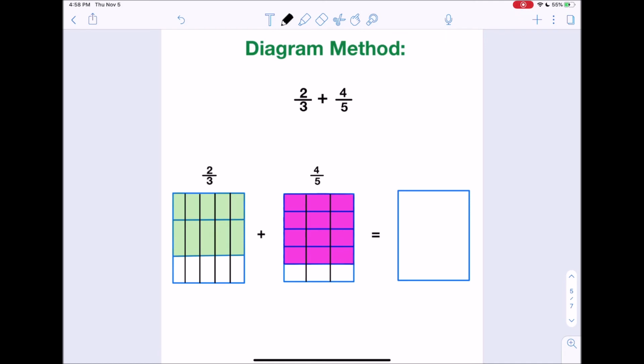So there's 1, 2, 3, 4, 5, 6, 7, 8, 9, 10, 11, 12, 13, 14, 15. On the right-hand side, same thing. 1, 2, 3, 4, 5, 6, 7, 8, 9, 10, 11, 12, 13, 14, 15. That means both rectangles have the same number of parts now and they're equal.